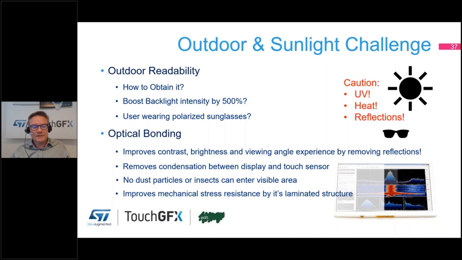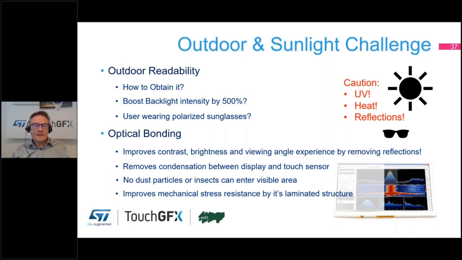Furthermore, the reflections are really critical here. So the way to overcome that is most often, you can take a transflective display, a transflective TFT display. They are out there, but the number of panel suppliers is fairly limited, hence the prices are also quite in the high end. So the most common way is to do the optical bonding.